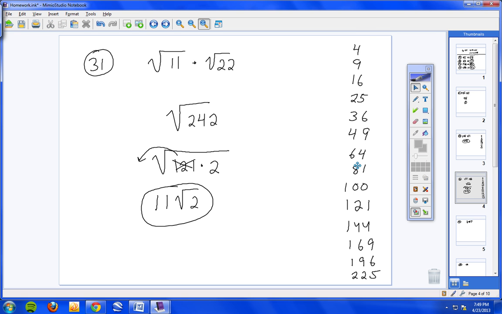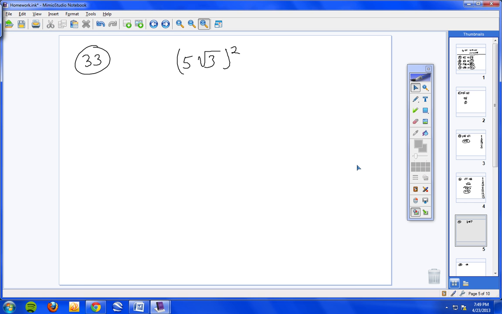And let's see if we can't tackle number 33. Now, number 33 simply says evaluate and then simplify if we can. So let's see what we can do here. We have 5 square root of 3 to the second power. So 5 square root of 3, we write it twice. 5 square root of 3, 5 square root of 3, we multiply.